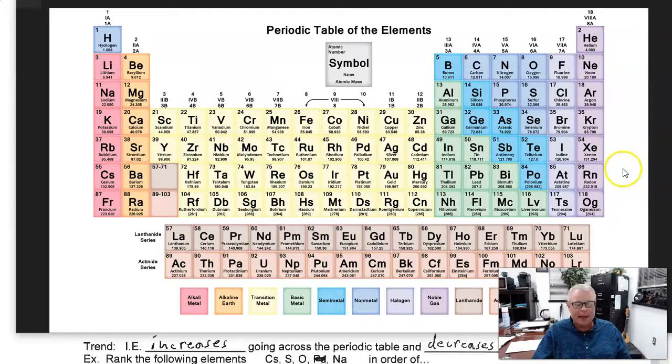All right? How many electrons can I fit in an S subshell? 2. How many electrons can I fit in a P subshell? 6. What's 2 plus 6? 8. 8 electrons in the outer subshells. 8. File that away for future reference. That number might become important someday. Okay?